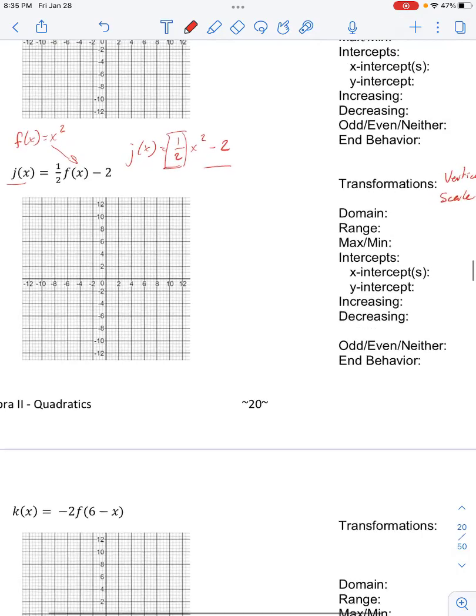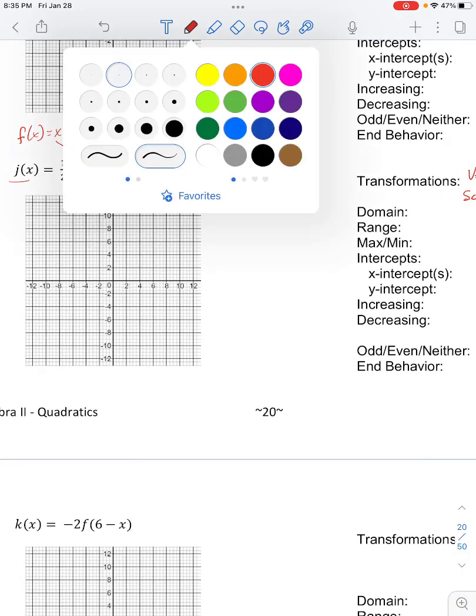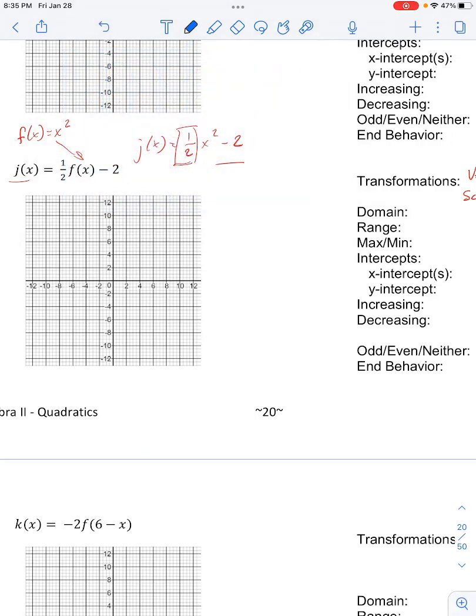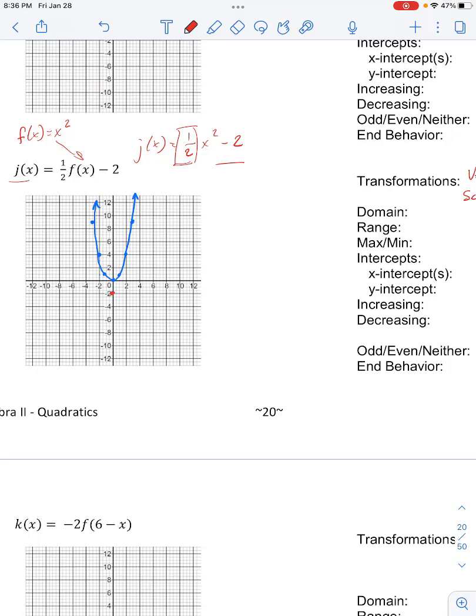So if we go ahead and graph this, from our original function, I'll put that in blue. If our original function was x squared, x squared will look something like this. 1, -1, that at 4, and that at -3, 9. So if this is our original function, if we move it down 2, we'd end up here.